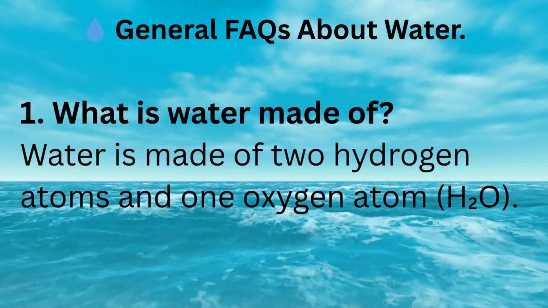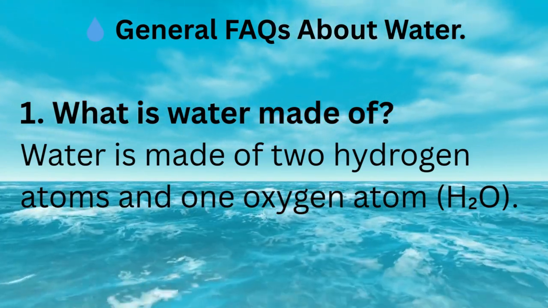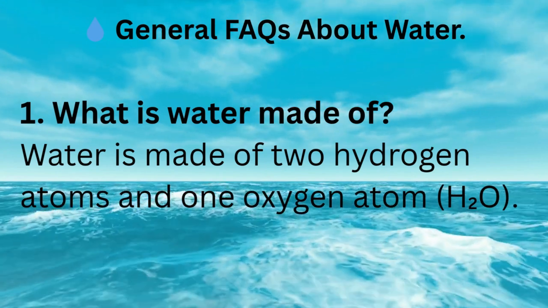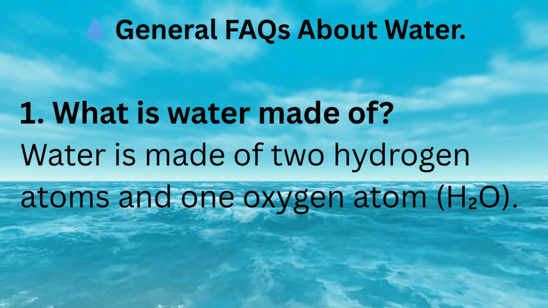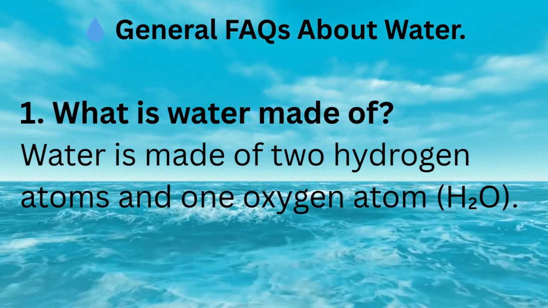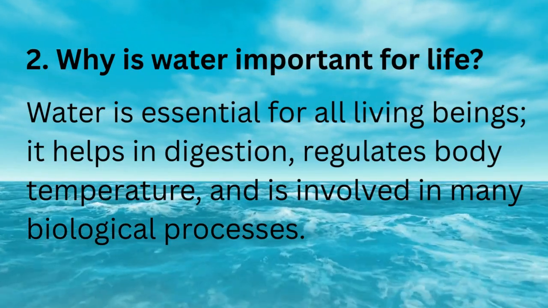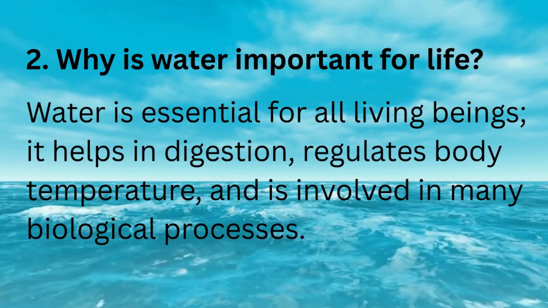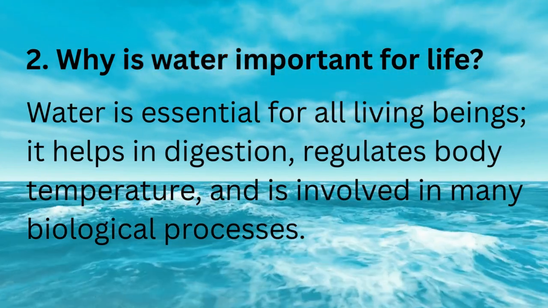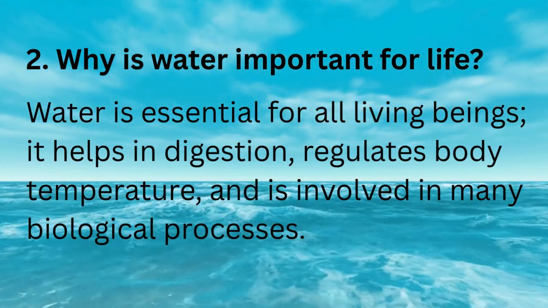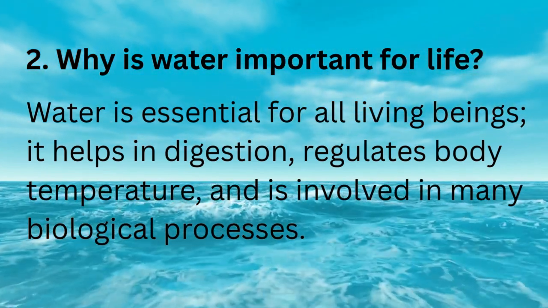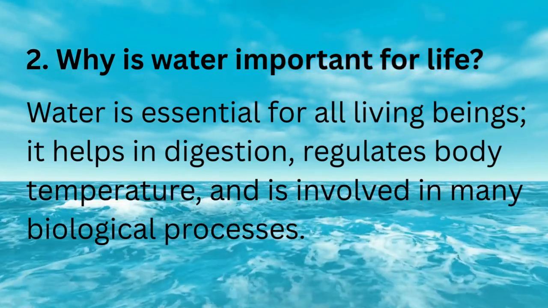General FAQs about water. 1. What is water made of? Water is made of 2 hydrogen atoms and 1 oxygen atom, H2O. 2. Why is water important for life? Water is essential for all living beings. It helps in digestion, regulates body temperature, and is involved in many biological processes.